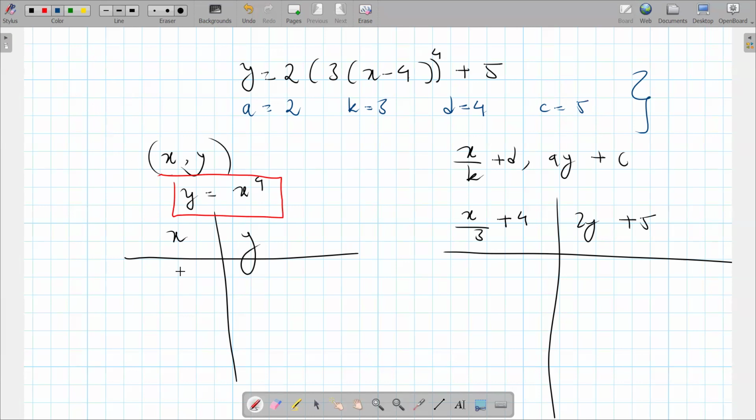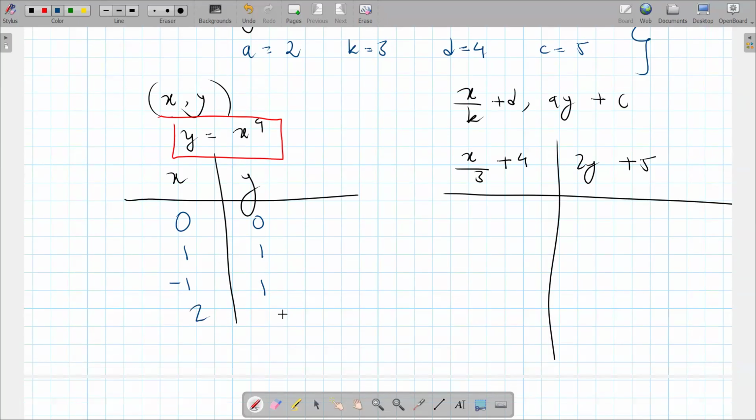So when x is 0, what's y? 0. When x is 1, what's y? That's easy, right? When x is negative 1, what's y? 1. When x is 2, y is 16. When x is negative 2, y is also 16. And there we go.